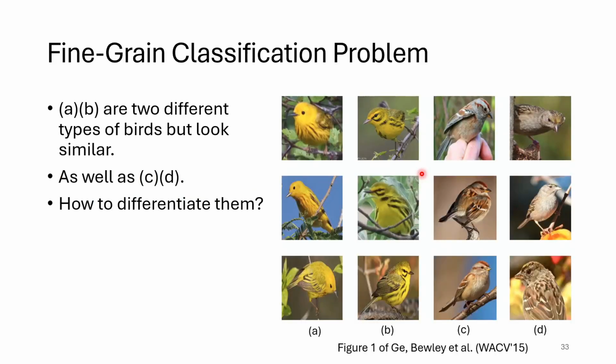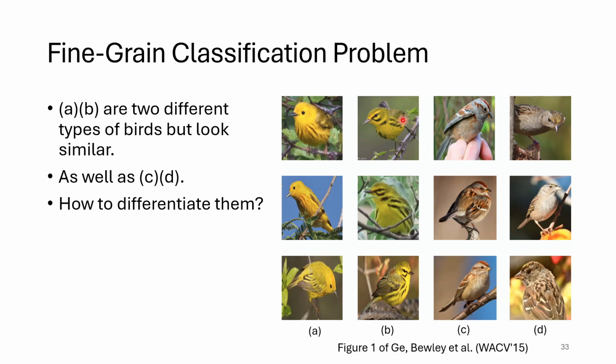And there is an example. It's called fine-grain classification. See, all of them are images of birds, and each of them is a species. The three images in column A are the same type of breed of bird. The images of column B are likewise a breed of bird. They are two different types of bird, but visually they share the same color and similar shape.